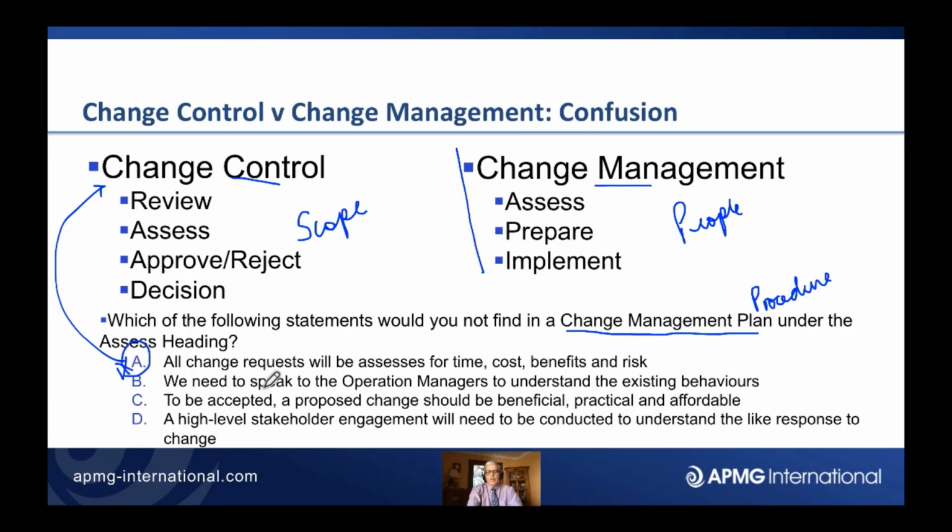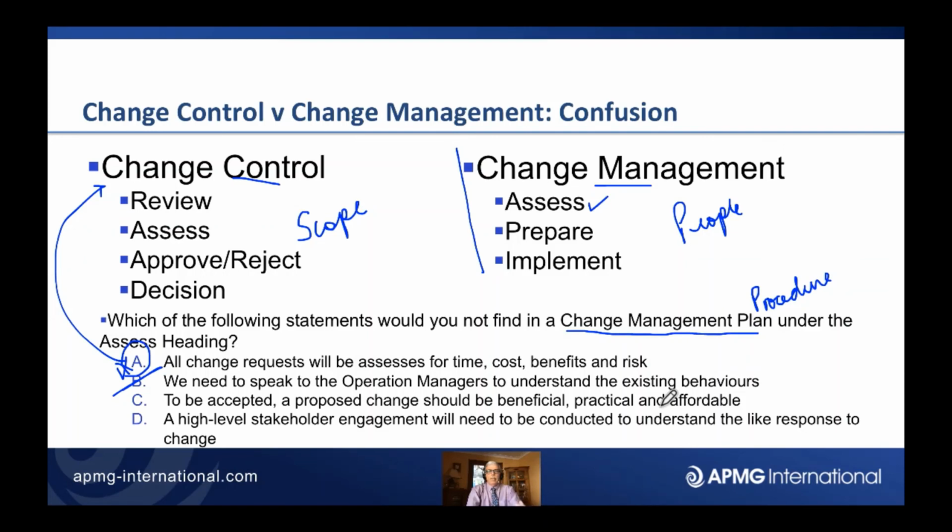We need to speak to the operation managers to understand the existing behaviors. What is the current state? How are we doing? That will be part of assess. So yes, it will be there, so that is an incorrect answer.